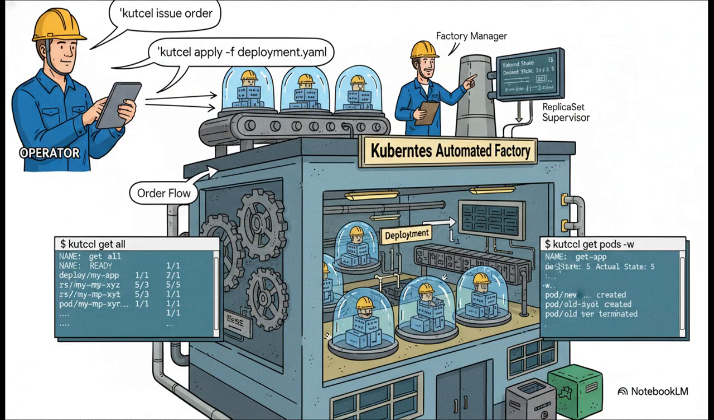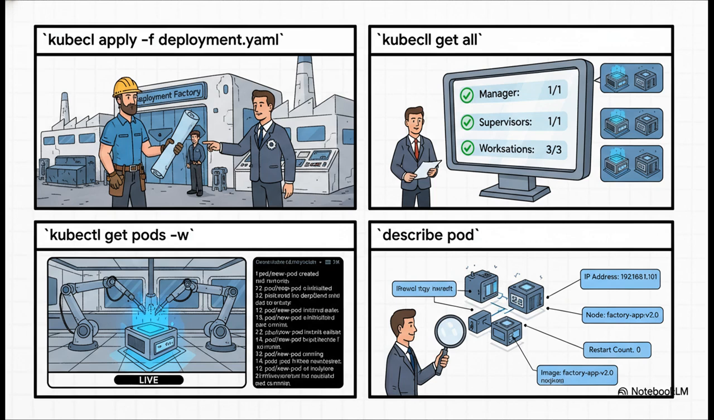So, how do we, the operators, actually talk to our factory manager? How do we give it these orders? We use the command line tool every Kubernetes pro knows and loves, kubectl. What's really cool is how these commands map right back to our analogy. kubectl apply is you handing a new blueprint to the manager. kubectl get all is like asking for a status report of the entire factory floor. And my personal favorite, get pods -w, lets you literally watch the supervisors and workers in real time as they're created and destroyed.